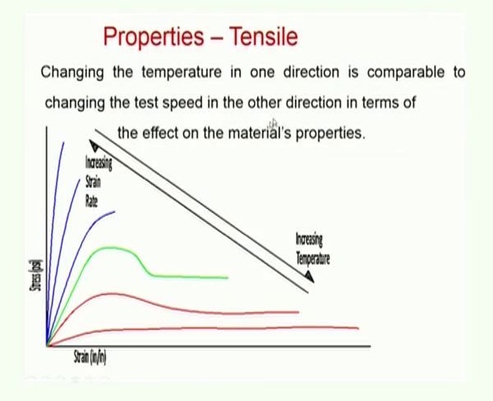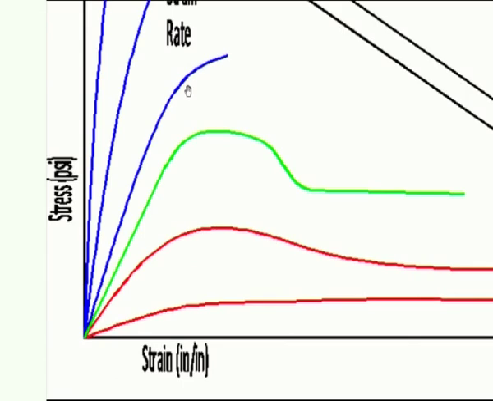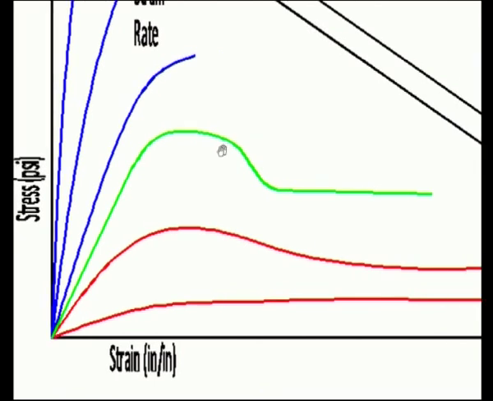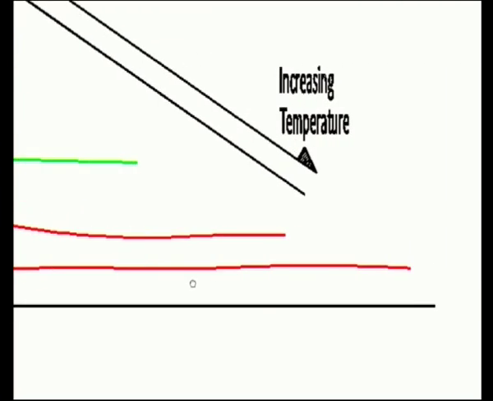Another thing is changing the temperature in one direction is similar to changing the test speed in the other direction in terms of the material properties. In other words, if you increase the temperature and if you decrease the test speed, both will result in a similar shape of the curves. These curves go down with the increase in temperature. If you increase the temperature, as we have seen earlier, there is more free volume, so polymer chains can move freely. It can undergo more elongation. So the maximum elongation is undergone by this material, this one.